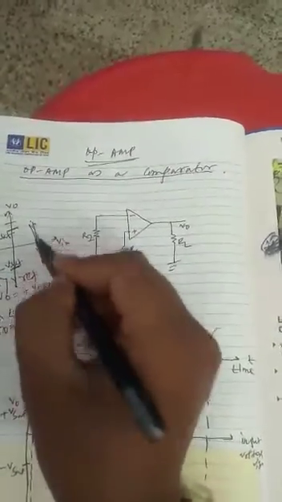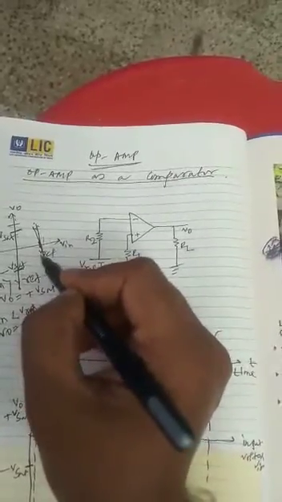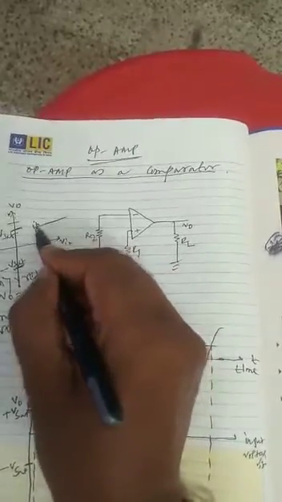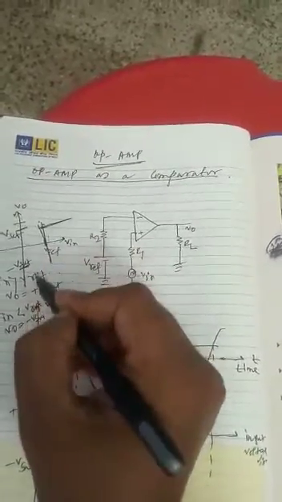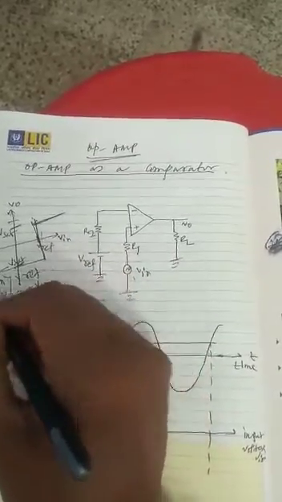If the reference voltage is less than the input voltage, that is, if the input voltage is greater than the reference voltage, then the output will be plus Vsat. If the input voltage is less than the reference voltage, then the output will be minus Vsat.